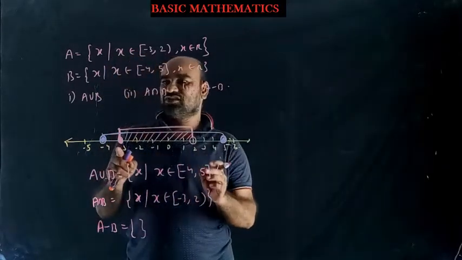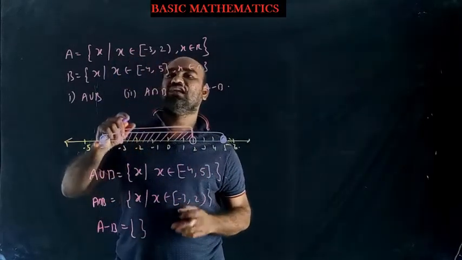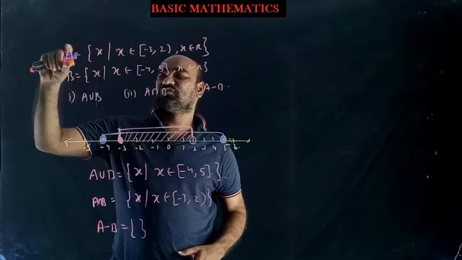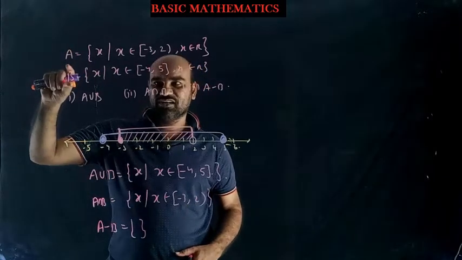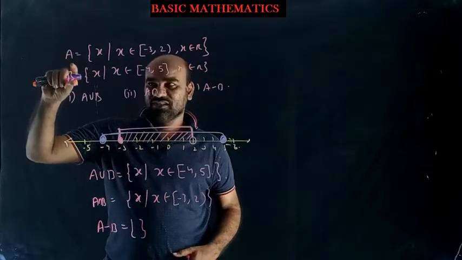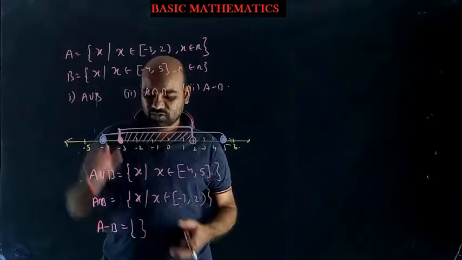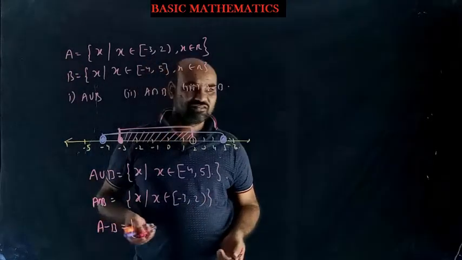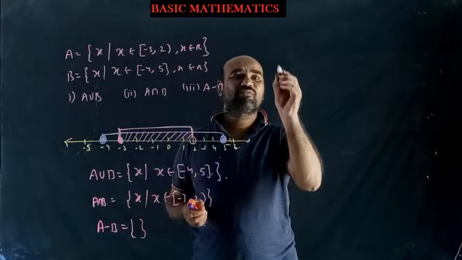So in this example, clearly A is a subset of B. A is a proper subset of B here. That's every element of A is in B. That's why A minus B is empty. So I will use another example.